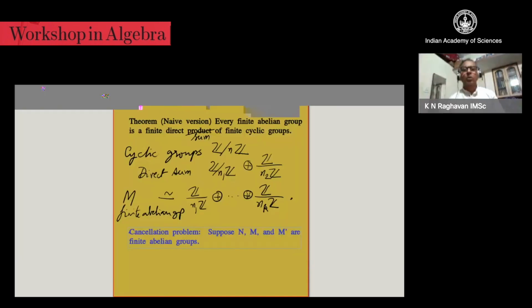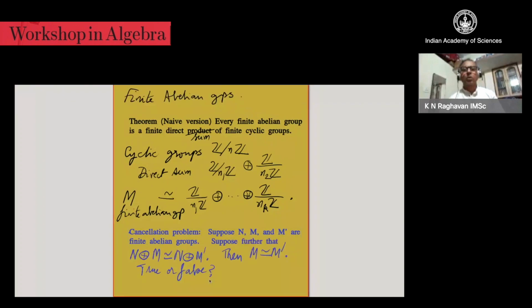Now, I hope the question is clear. This is a question in algebra, right? Two things could become isomorphic after I add the same thing to both of them, but they may or may not be isomorphic to begin with. But does this happen with finite abelian groups is the question. Okay, let me not tell you the answer. It's a good question to work out if you don't know the answer.